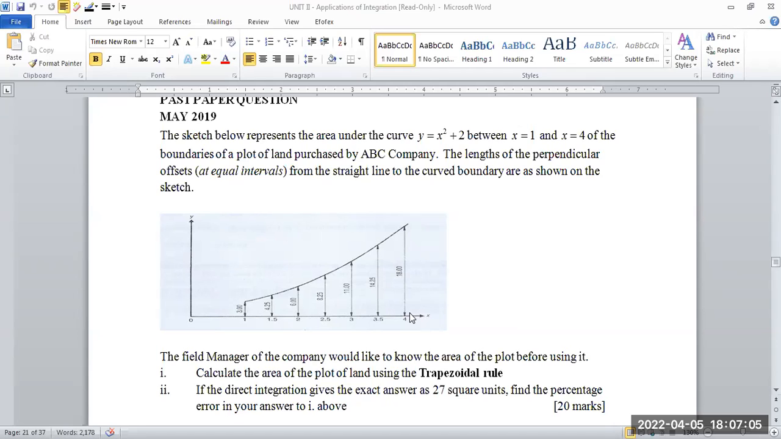So ABC company here wants to get an idea of the area. And remember, in order to increase the square footage, you're going to build vertically. This is how the people in Portmore do it.